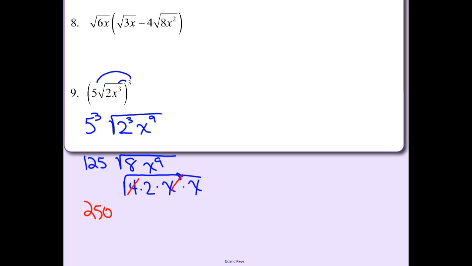Let's go ahead. This is going to be 125, and let's go ahead and make this 8, and then we've got x to the 9th. We can make this 4 times 2, and x to the 8th times x. So who's our perfect squares? Well, 2 is a perfect square. He's going to come out. 2 times 125 is 250. x to the 8th, that's x to the 4th, and then we've got 2x left in the house. All right, great job.